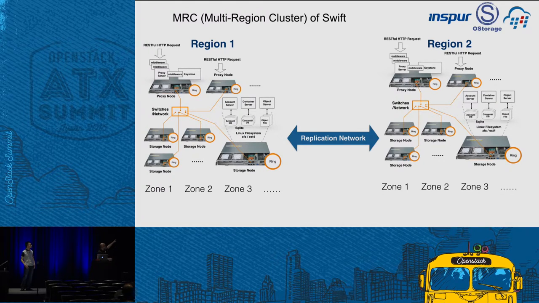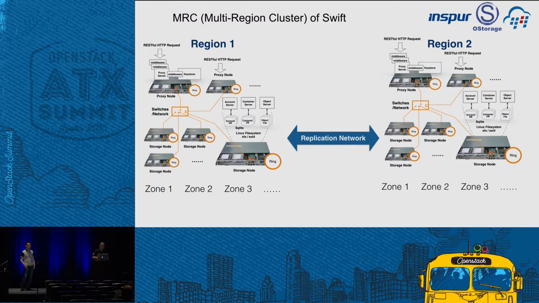when a request comes to region one from the proxy node in region one, it will confirm the write successfully when two of the replicas are written to the storage nodes in region one, and at least one of the two replicas is successfully written to the storage nodes in region two. So they will perform writes across regions.